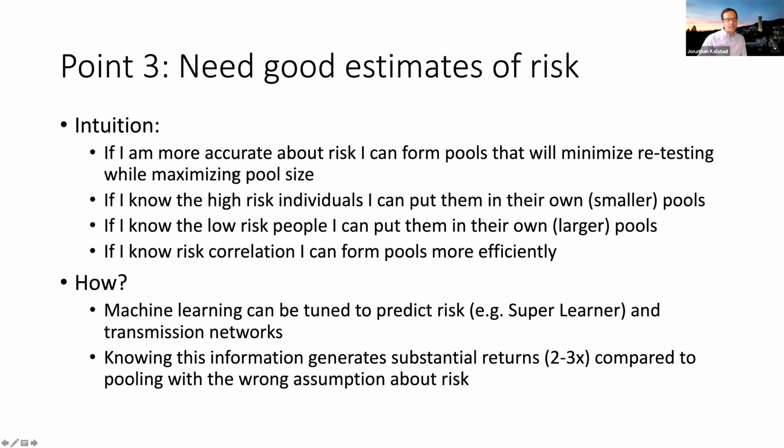And the idea is, if I'm more accurate about risk, I can form pools that minimize retesting, right? If I form bigger pools, if I have groups of low probability people, remember, if prevalence is lower, I can use bigger pools and the probability of retesting goes down. If I know the risk of individuals, I can put them in their own pools, right? So if there are very high risk people, in the extreme, I can test them individually versus other healthier probability folks and put them in a larger pool.